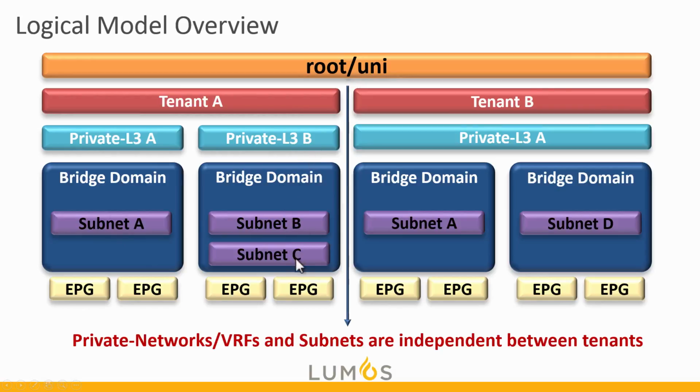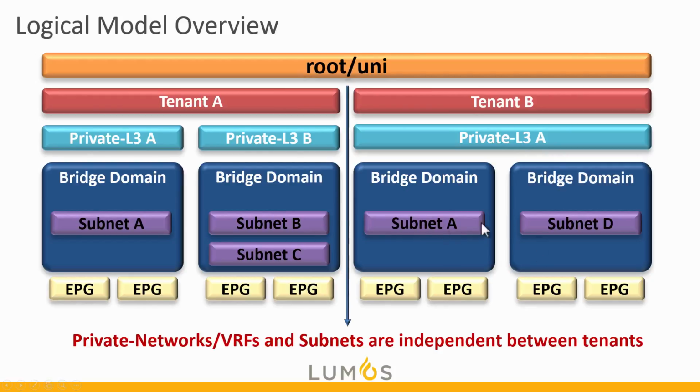And technically these could be overlapping with A, so I could have A here. Maybe this is 10.1.1.0, and this subnet over here could be 10.1.1.0 because they're in two separate VRFs. Now, if I wanted to do route leaking between them, they would have to be unique. Likewise, over here in tenant B, VRF A, in its bridge domain, it has subnet A. So maybe this also is reused IP addressing space 10.1.1.0.